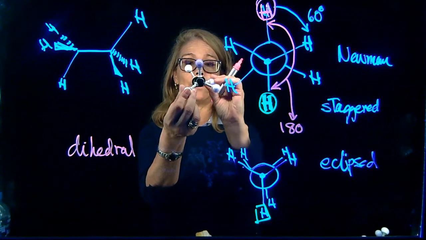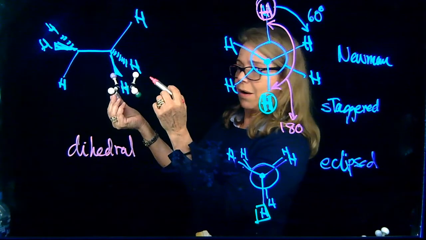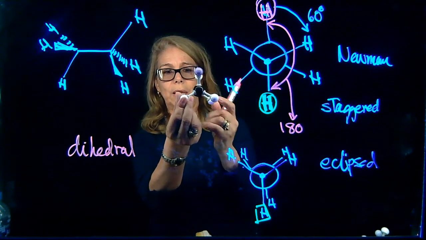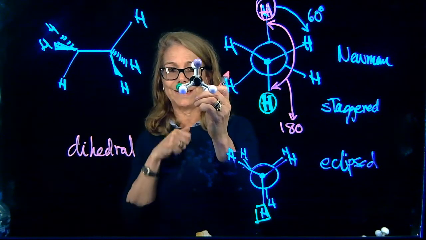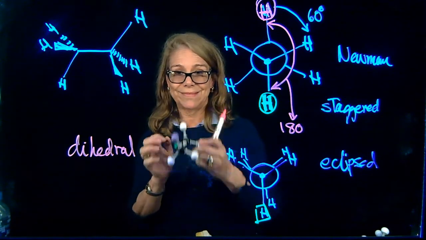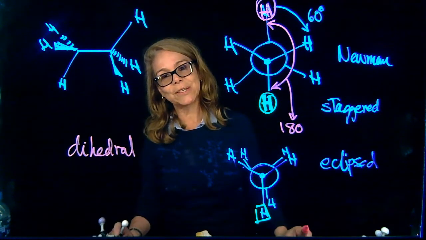If I keep rotating, notice the relative position: I have purple, and let me change my hand to the other side. Purple and green are now at 120 degrees. These are concepts that we're going to be using to do conformational analysis.